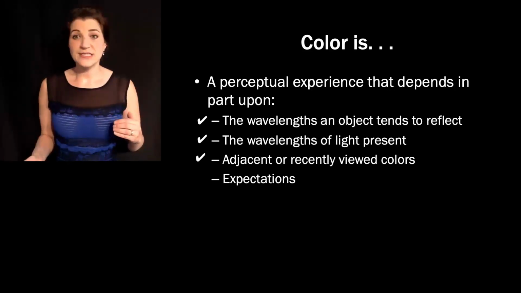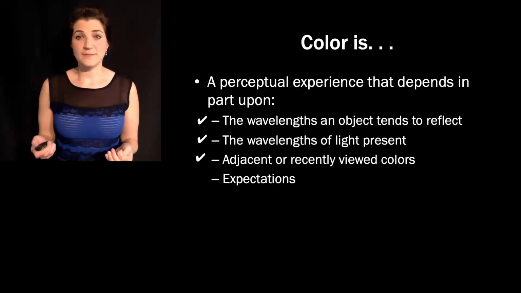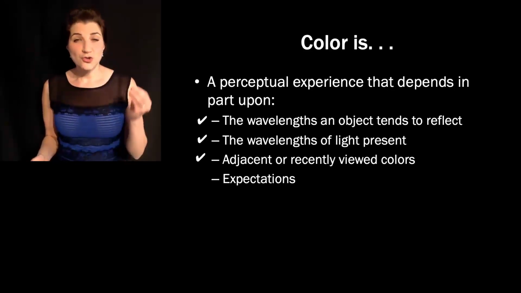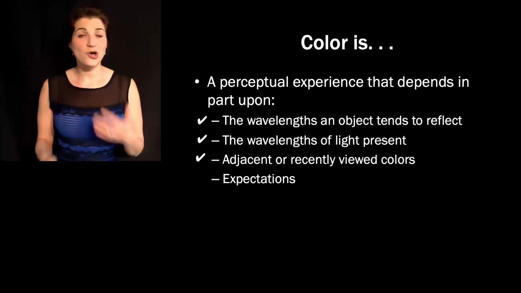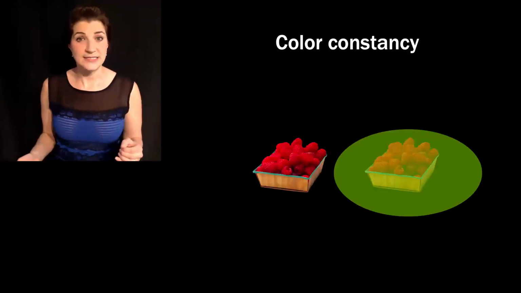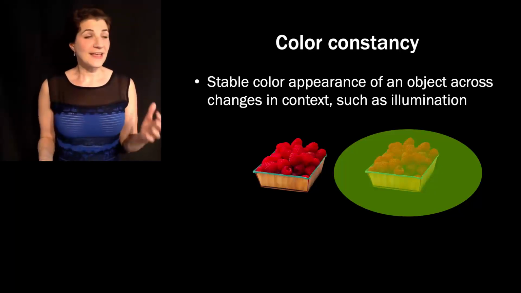In the bright afternoon sun, there's more short wavelength or blue light than there is in artificial light. At sunset, the wavelengths of light are very different than they are at midday. And yet, if we want to be able to know the true color of something, regardless of the ambient lighting, we need some way of correcting for what the ambient lighting is. Enter color constancy.